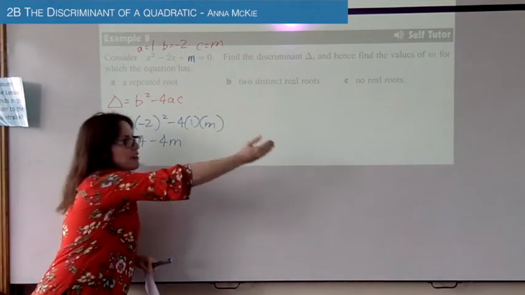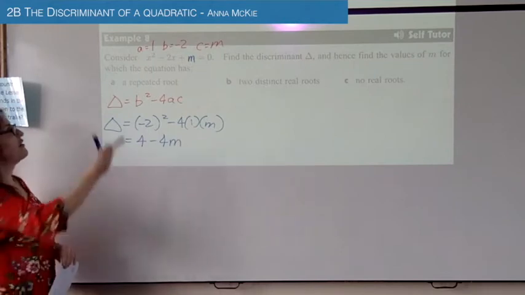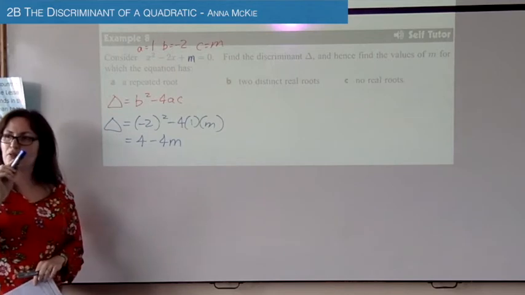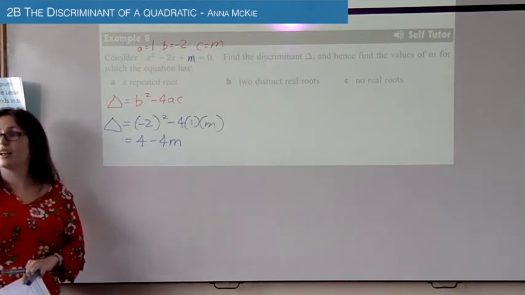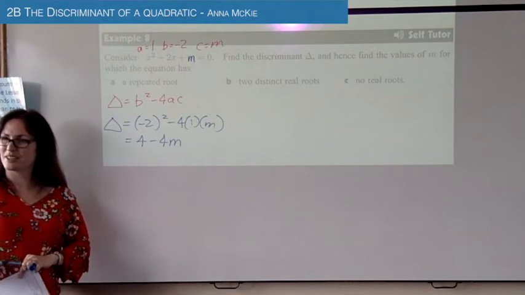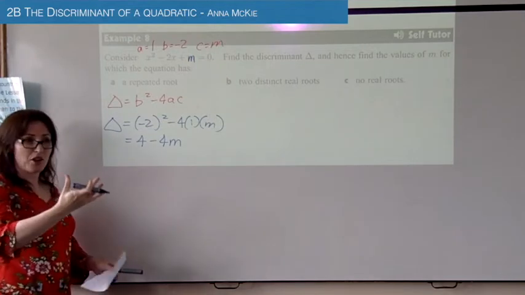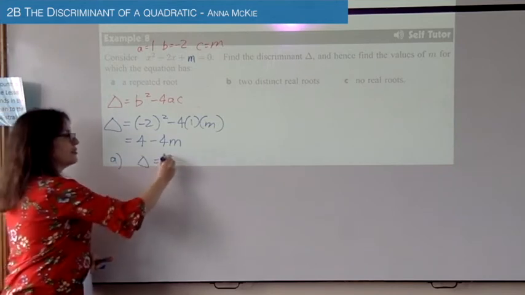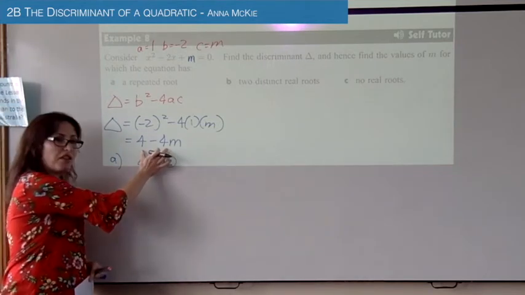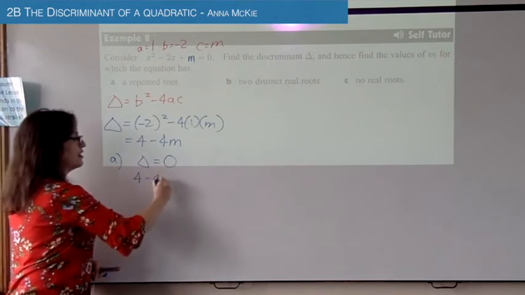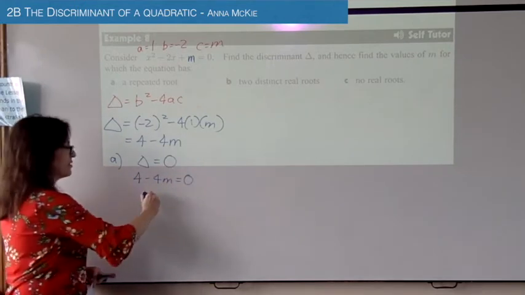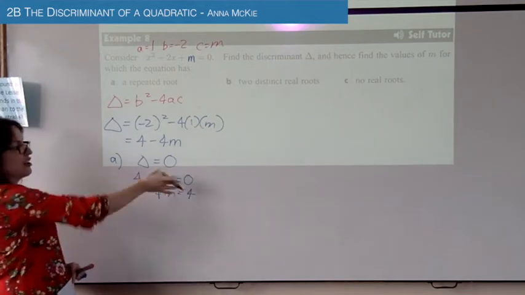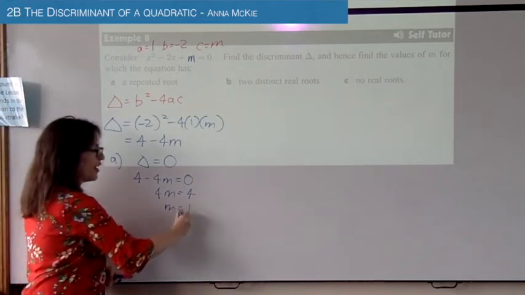So now there's 3 different scenarios. What values will m have if we have a repeated root? What will delta be for a repeated root? Well, it's equal to 0. That's correct. So this is actually just going to be some solving equations. Here's A down here: the discriminant would be equal to 0. So we can put that expression equal to 0 and solve for m. So we would get minus 4 equal to, taking it over to get rid of the negative, and m is equal to 1.